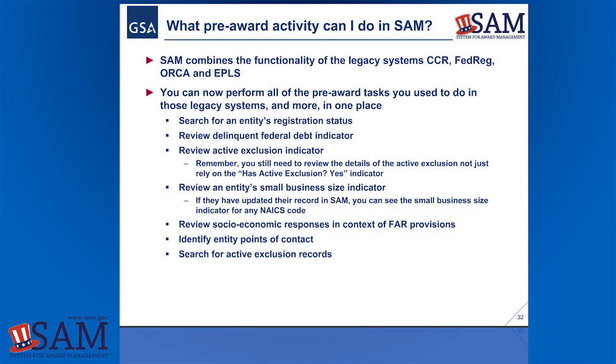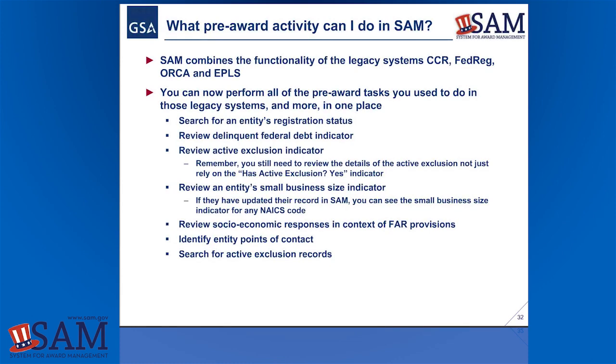The small business size indicators are contained within the reps and certs, and it's a little bit of a different layout than it was in CCR, so I'll show you where you can find those. The socioeconomic responses in terms of HUBZone and other things, again, are properly contained in the context of the FAR provisions. I'll show you where to find those. Walking through the different points of contact: is it the government point of contact or the electronic business point of contact? Each of them serves a different purpose. I'll show you where to find those. And then we'll do some searching. Hopefully we'll have time at the end where I can show you how you would search for exclusion records.